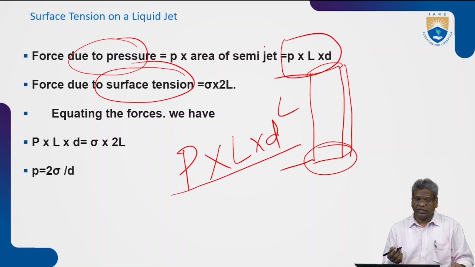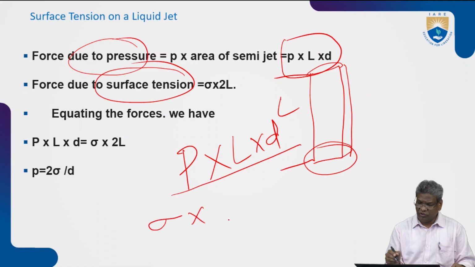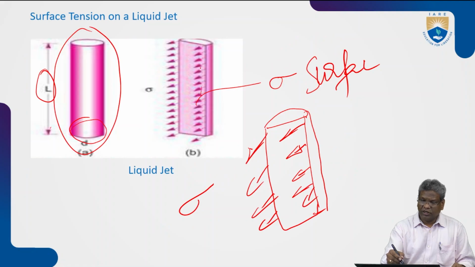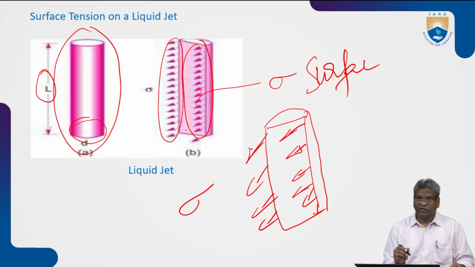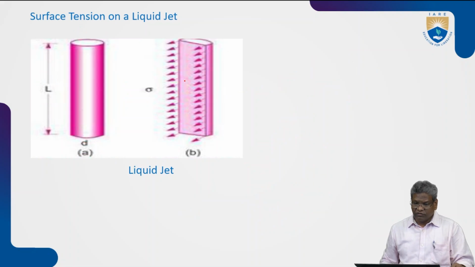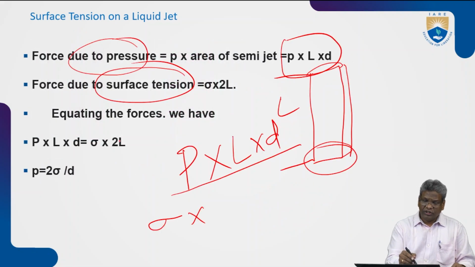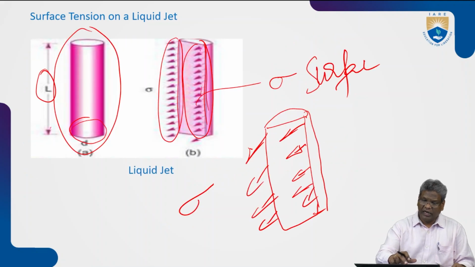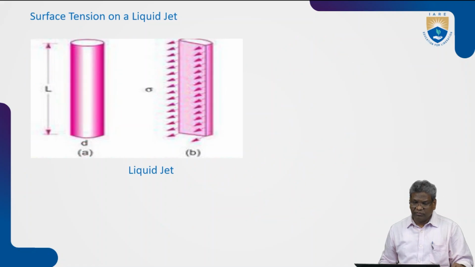So what is the other force acting on the semi-liquid jet? Surface tension. Surface tension into what we have shown in the diagram, right? These arrows are on the length side only. So it is the periphery, the circumference, outer line of the semi-jet. That is why we wrote sigma into 2L. Why? On both the sides it is acting, L and L. That is why we wrote 2 times L.